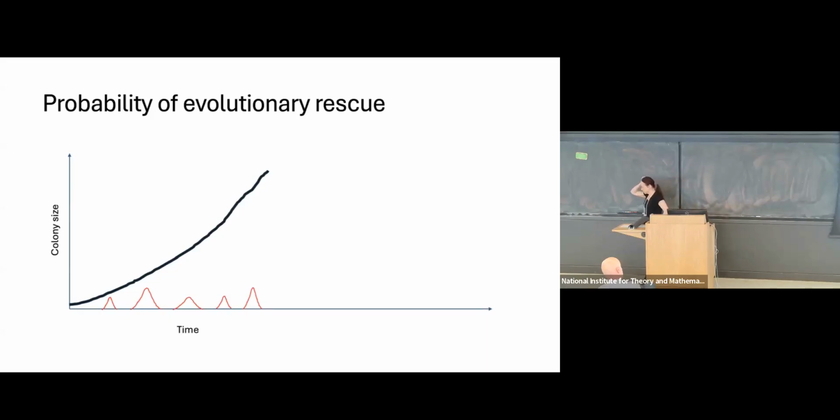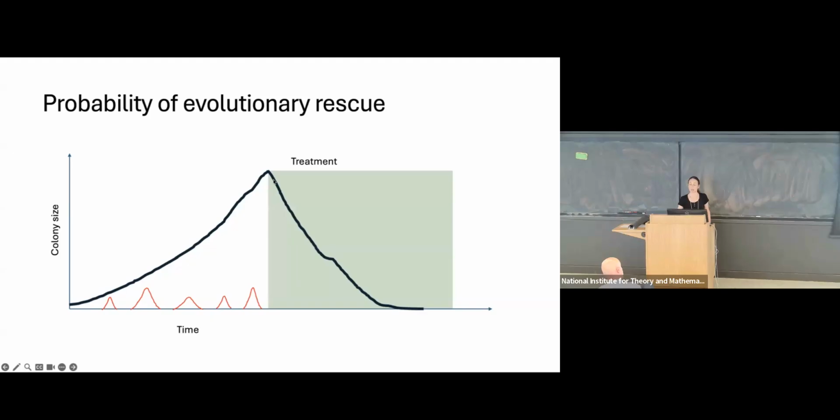Why are we studying disadvantageous mutants? One of the reasons is that they can give rise to evolutionary rescue. So what is that? Cancer grows, these mutants pop up, you start treatment, and if everybody is susceptible, treatment will be successful. But if one of these mutants is resistant and it happens to be there, then it can rescue. Well, rescue in this case is bad. Okay, so what is the probability of that?